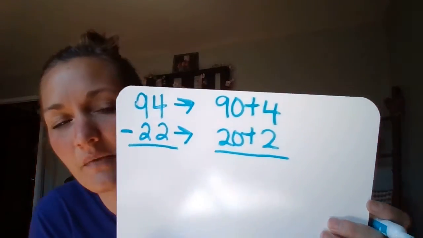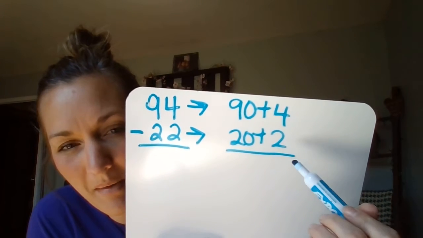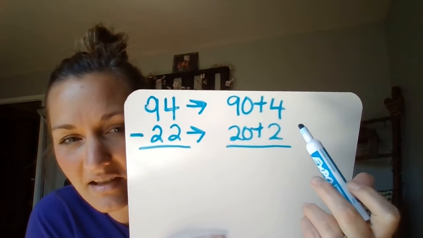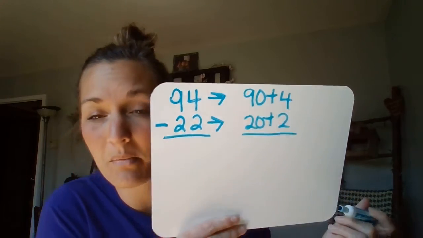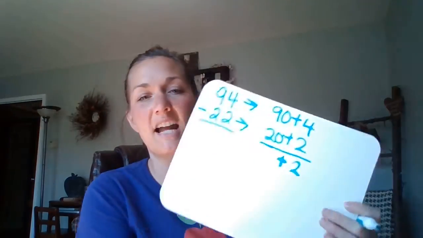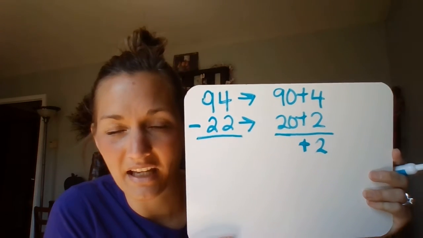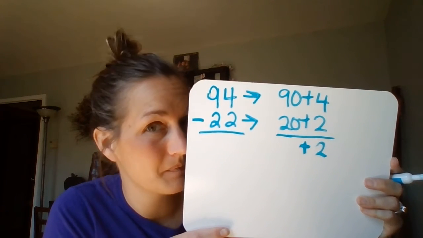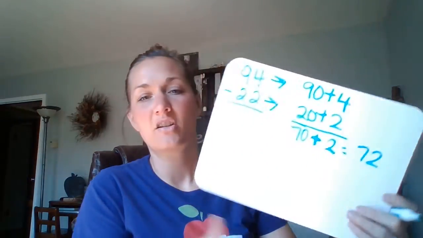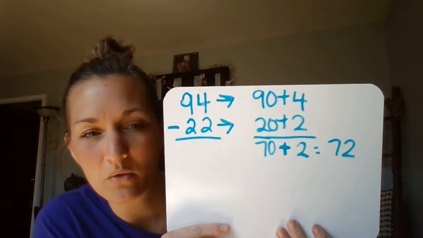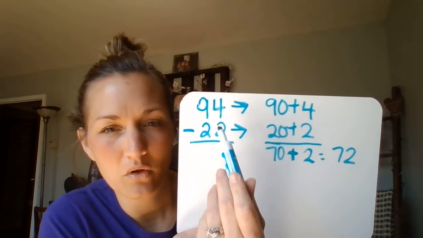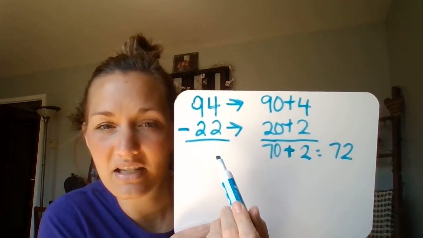Okay, so we're looking at it here. Is my top number larger than my bottom number? Yes. So we can subtract that. 4 minus 2 would be 2. Now we have 90 minus 20, and that would be 70. Okay, so then we have 70 plus 2, which would equal 72. So 94 minus 22 is 72.